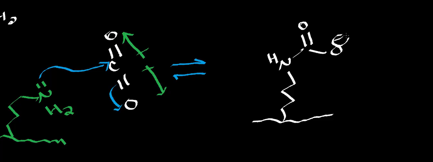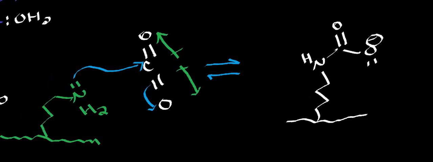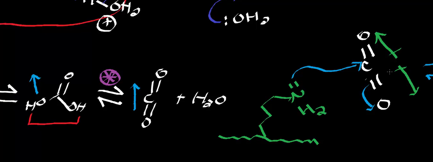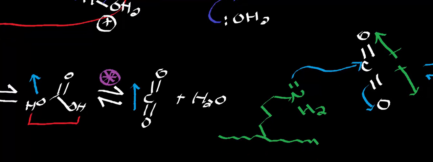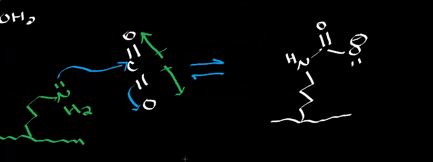Right? So we get this molecule right here. This is the carbamate version of lysine. And it turns out that this lysine residue is attached to hemoglobin. So not only can hemoglobin serve as a buffer for the protons that we produce from carbonic anhydrase, right? But it can also serve as a binding point for carbon dioxide.